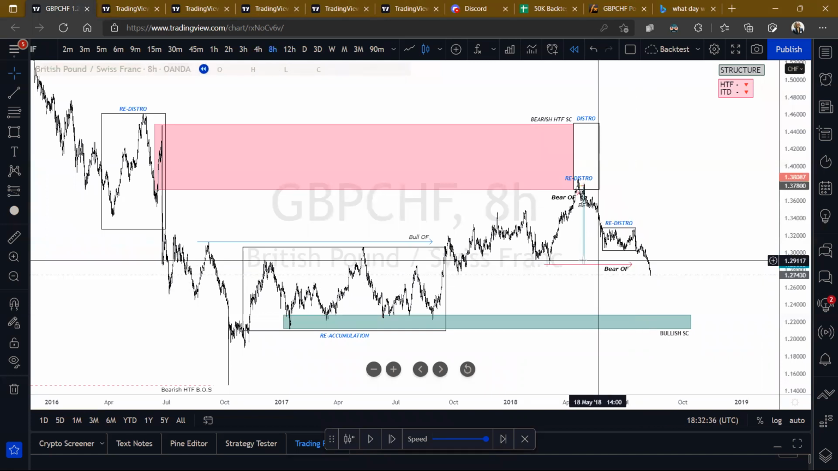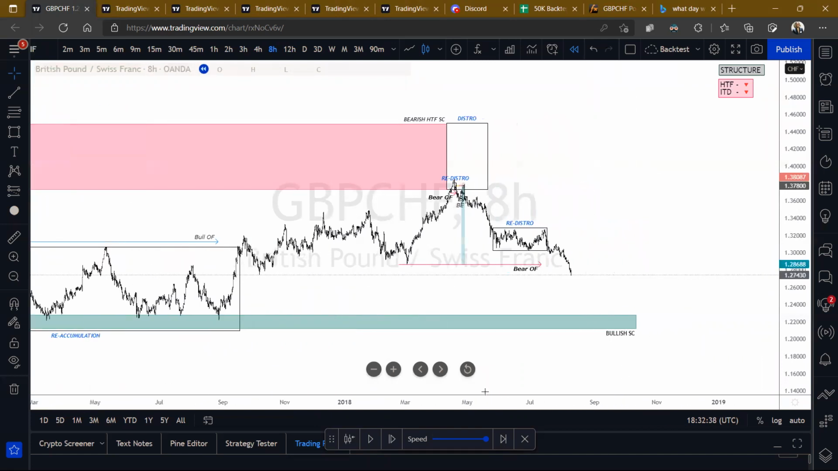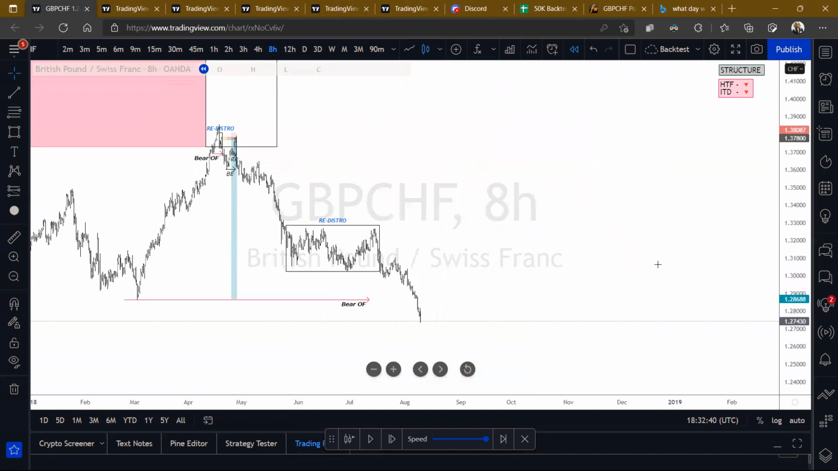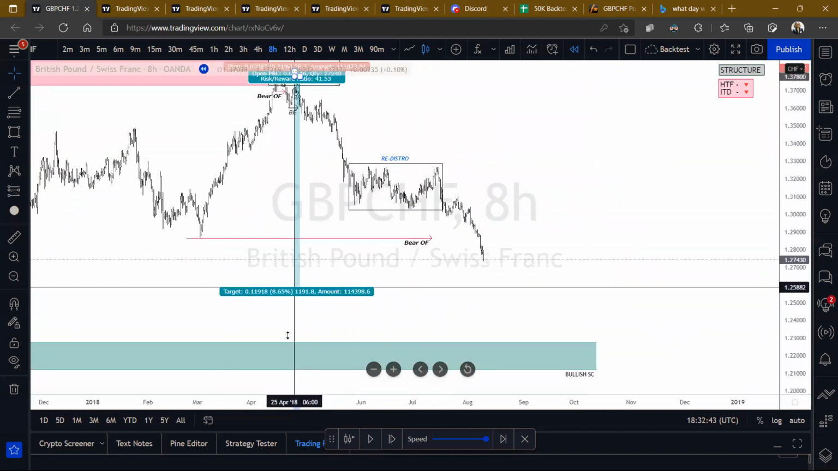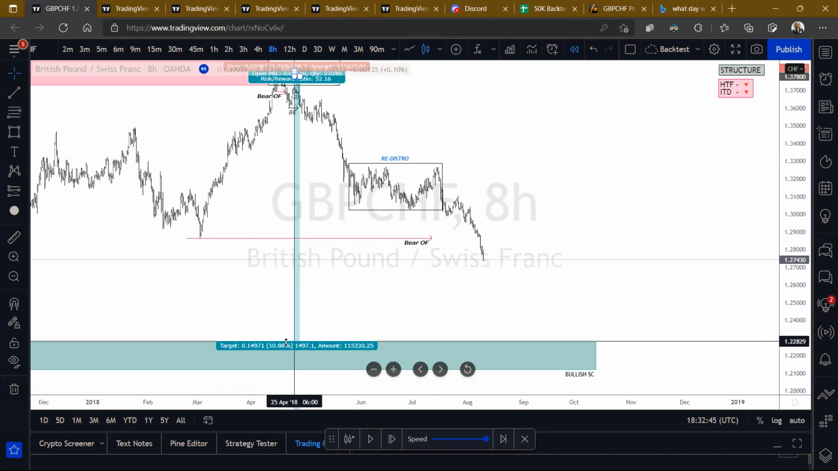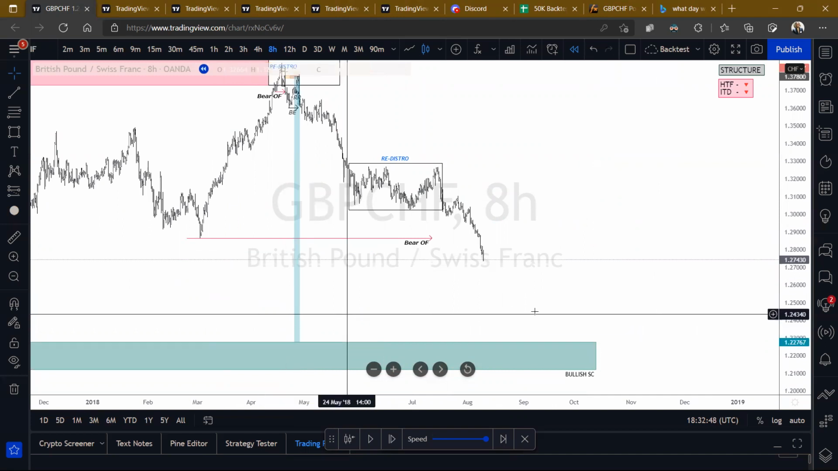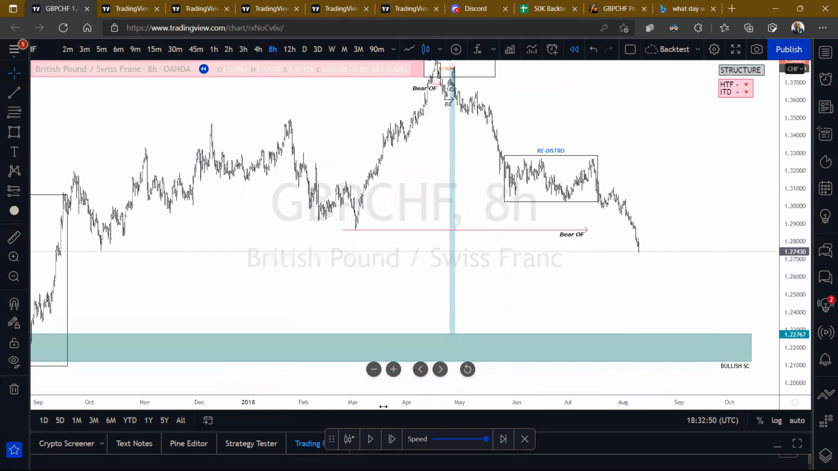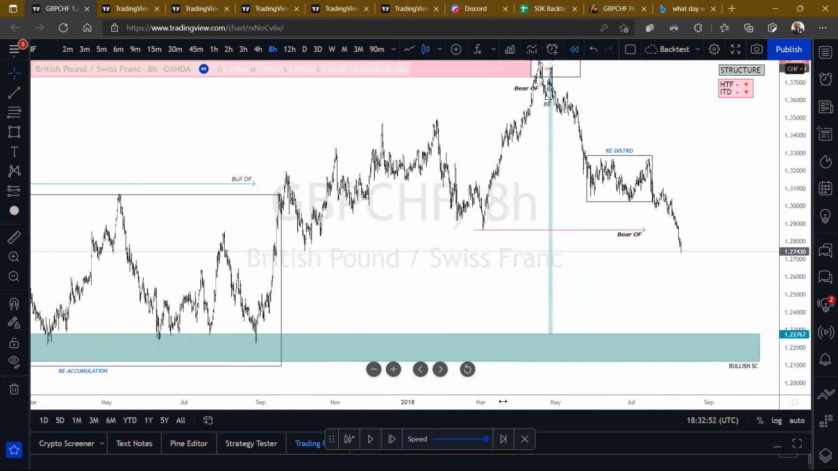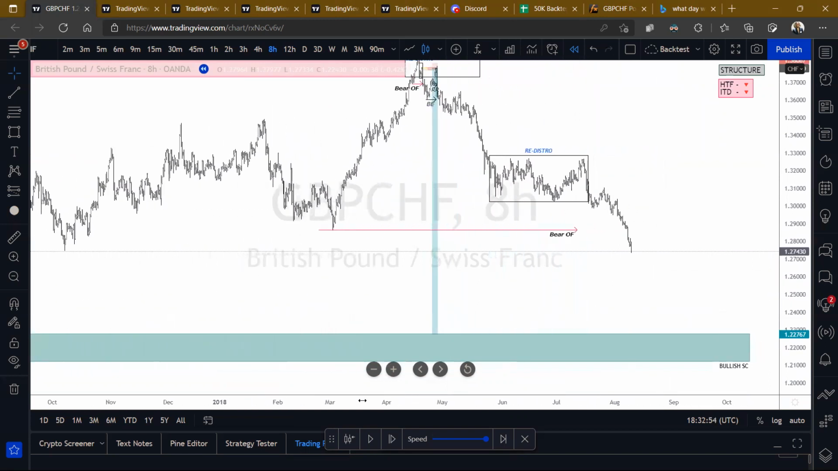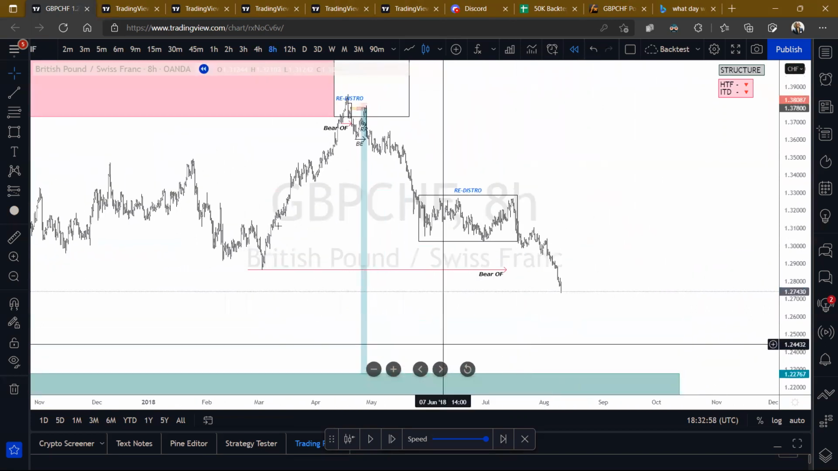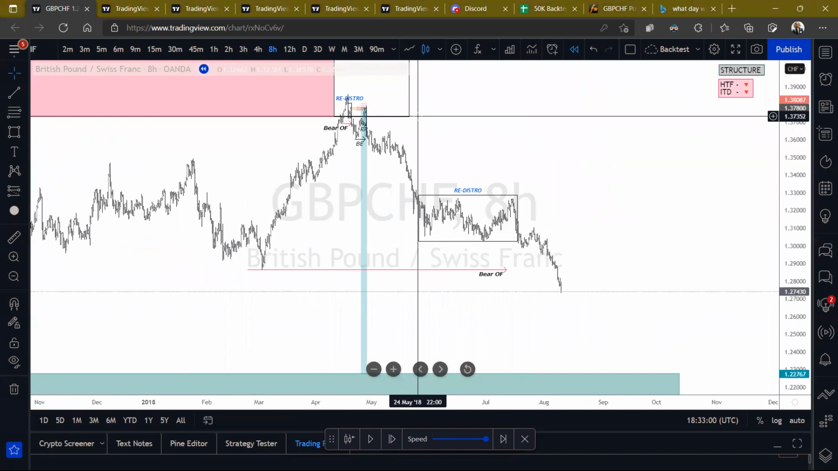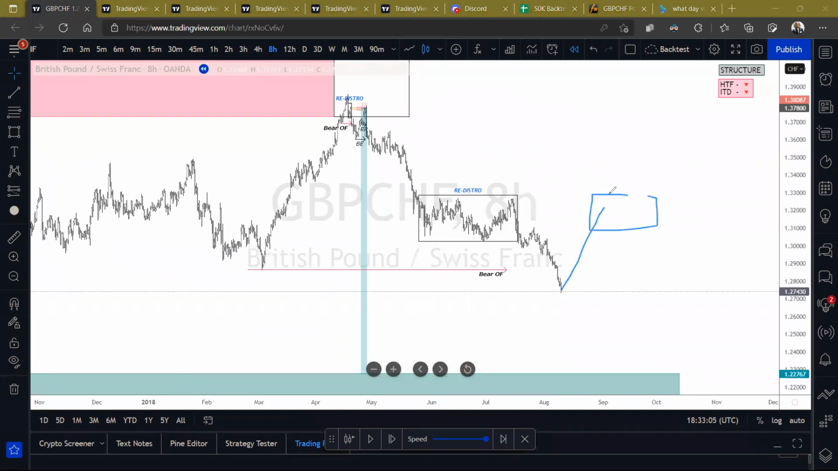Cool. Now we're looking for price to come down into this area here. We're going to see what it does when price comes in there. Now, having said that, we can see price come back into this. So this is going to be my point of interest number one.